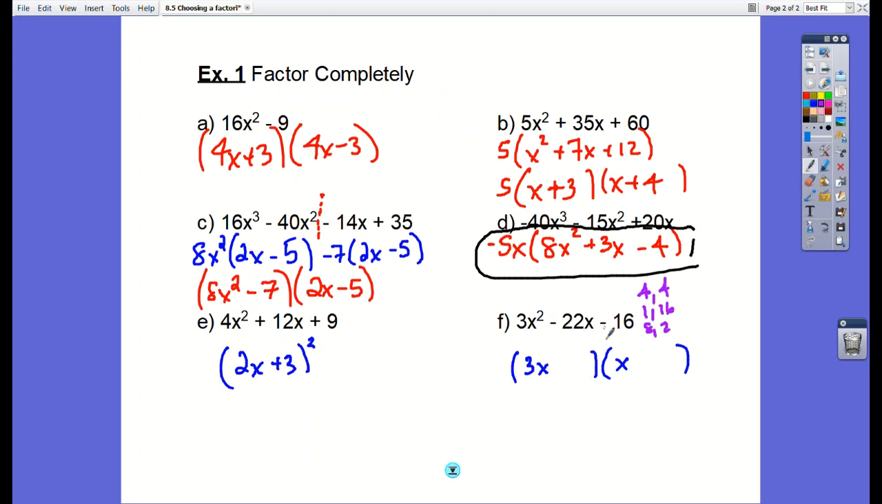To get to a negative 22, I'd guess an 8 here and a 2 here. And as we check, we get a 24x and a 2x. We need our larger here to be negative, so negative 8 plus 2. We did it correctly.